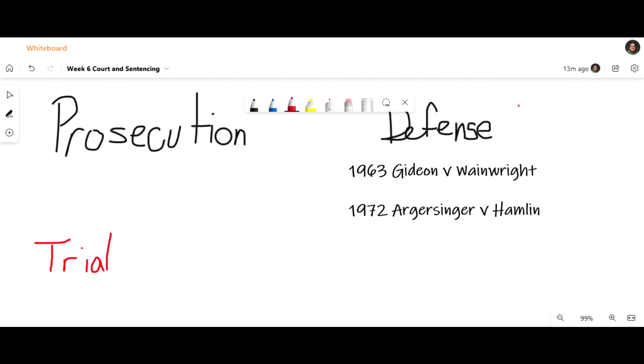If found not guilty, though, the prosecution cannot retry the person for the same charges because that would be double jeopardy. They were already in court for that. They went through trial and they were found not guilty. That means that the prosecution can't retry that individual for the same crime. That's double jeopardy. All right.